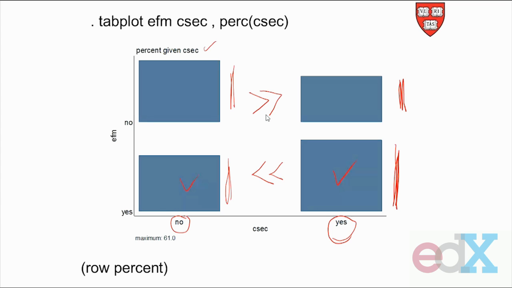So what this is saying is, if you're in the yes C-section, yes EFM, this bar looks bigger than it should be. So even though this one is bigger than that, we've got that this one is smaller than that. And so that's telling us that there's some sort of pattern here. And the question is, is that significant or not?